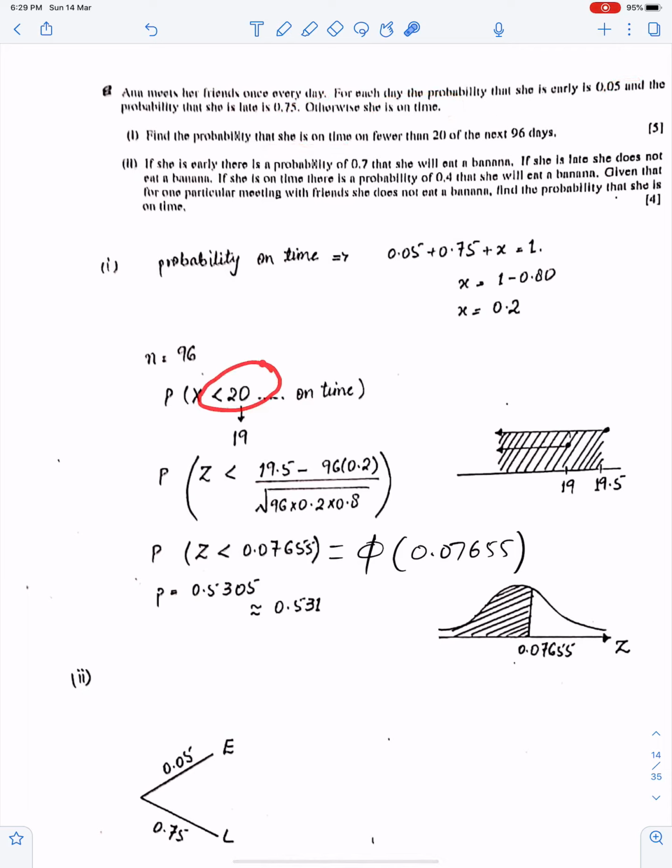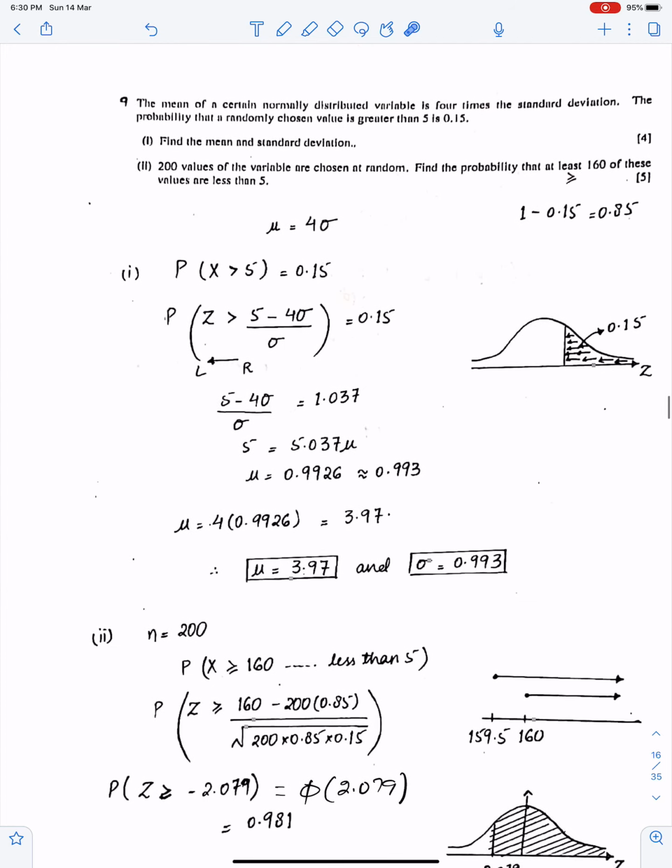Fewer than 20 means the first number should be 19. Next 96 days means n is 96 and p is 0.2. So 19.5, np, npq, and you all know how to handle this. This is phi because this area is greater than 0.5. The larger area is always phi, the smaller area is always 1 minus phi.